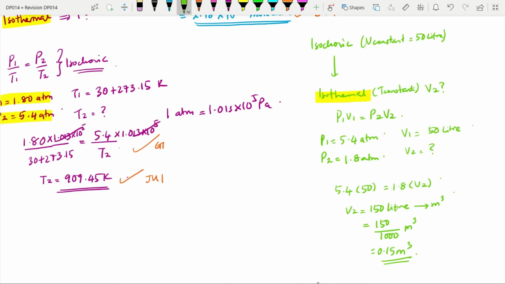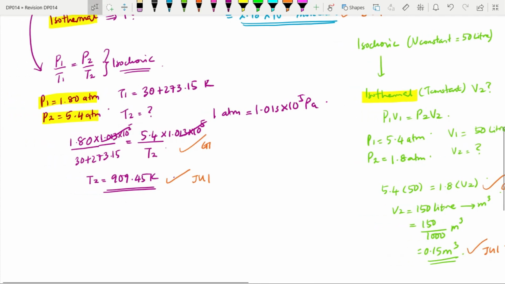Okay, again 2 marks for this question. So 1 mark goes to the gantian and 1 mark to the jawapan and unit. So 4 markah dah lah untuk soalan yang kedua.